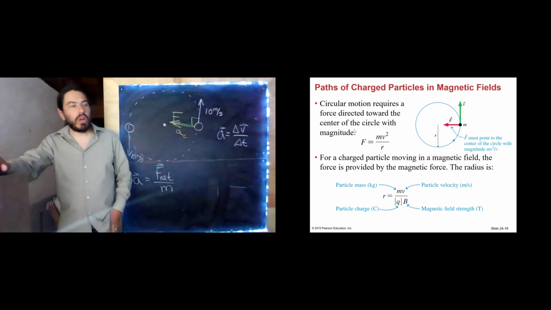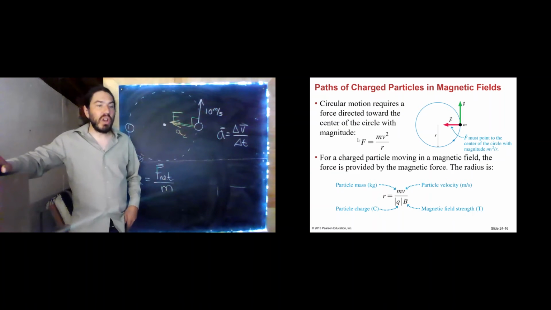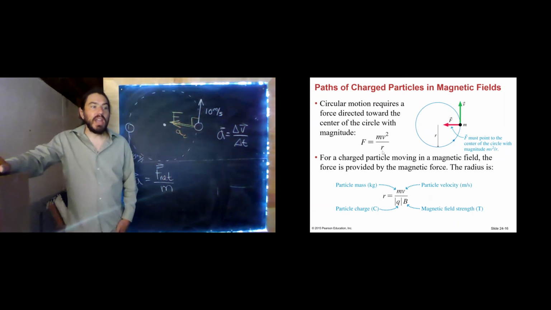So circular motion requires a force directed towards the center of the circle, as I was just saying. And so recall from Physics 1 then that v squared over r is the centripetal acceleration, and so the force on some particle moving in circular motion is simply mass times acceleration, mass times v squared over r.